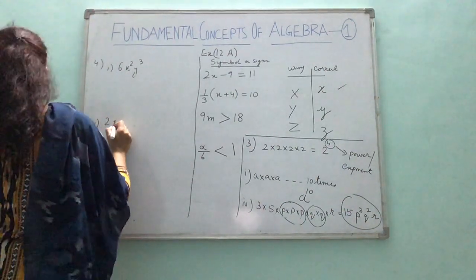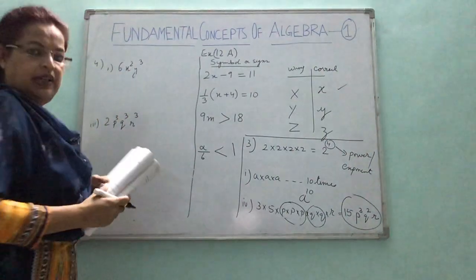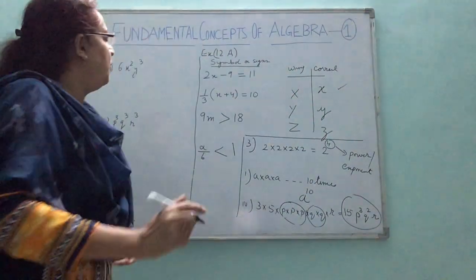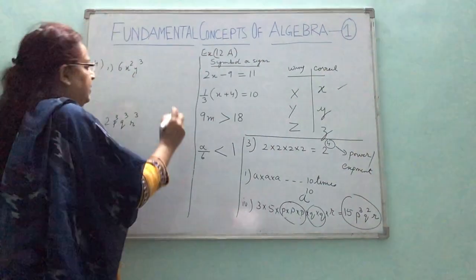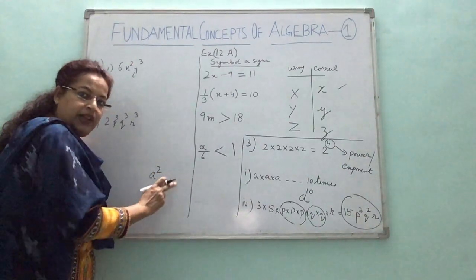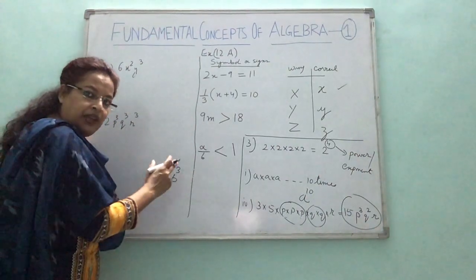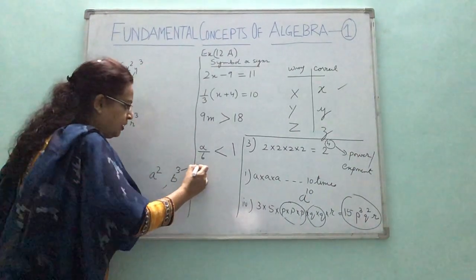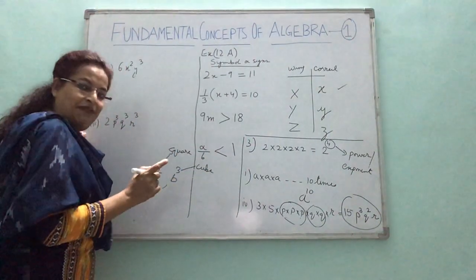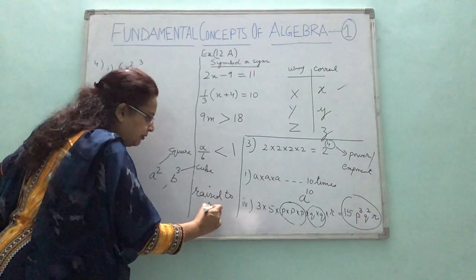Third, 2P Q Q Q R Q. When the power is 2, we say square, A square. See how we did it. If it is raised to power 2, we say square: A square, B square, 3 square. When it is raised to power 3, we say cube: B cube, 5 cube. This is for cube, this is for square. And for the remaining, we have to say raised to power.